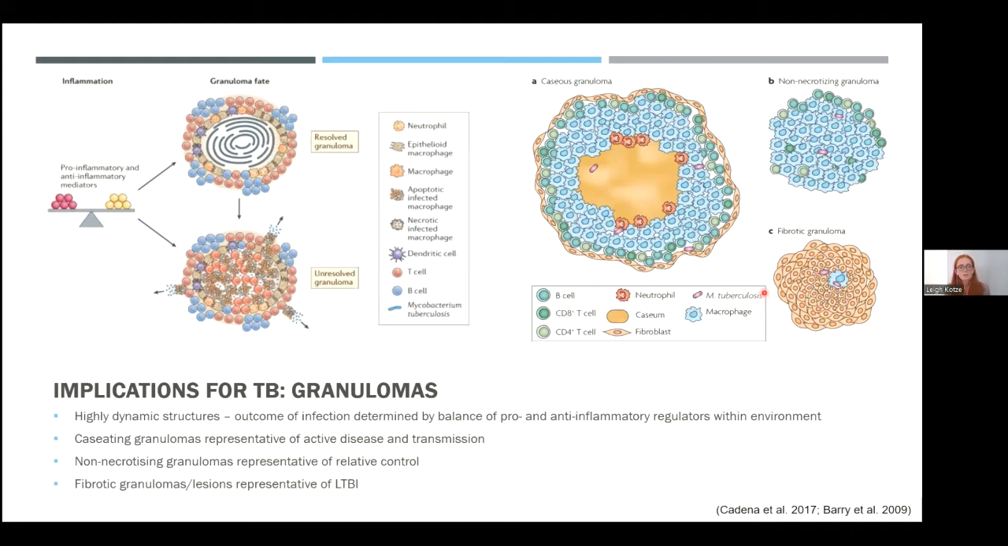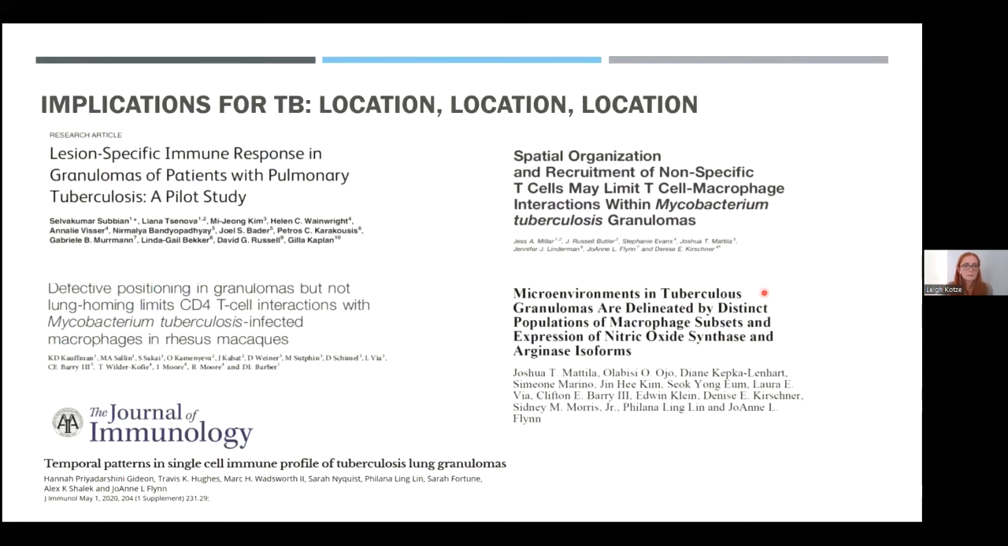Then what complicates matters further is that any one individual who has active TB disease may present with multiple lesions, and not only multiple lesions, but these lesions may all be of different types. So this makes targeted treatments very, very difficult for our field.